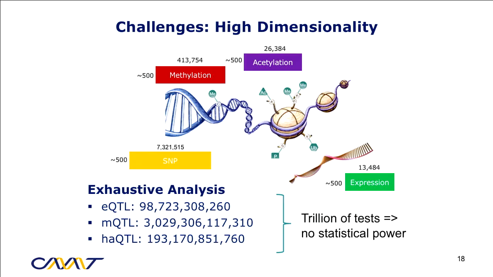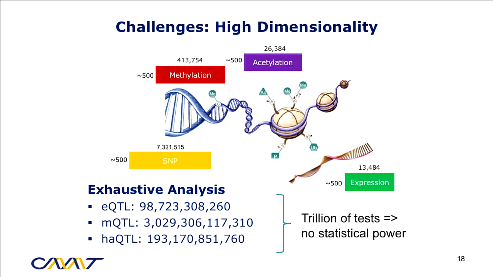Well, the first challenge is the high dimensionality. After you do some standard quality checks, you'll get about 7 million or more SNPs, several hundred thousand methylation probes, several tens of thousands of histone acylation peaks, and highly expressed genes. If I were to do all pairwise association tests, then we're talking about several trillion tests. So even if you have the computational power and you have your patience, you have no statistical power at all to detect anything.